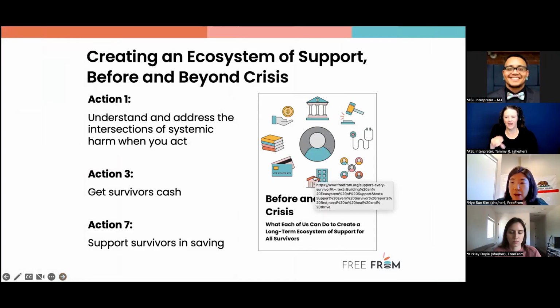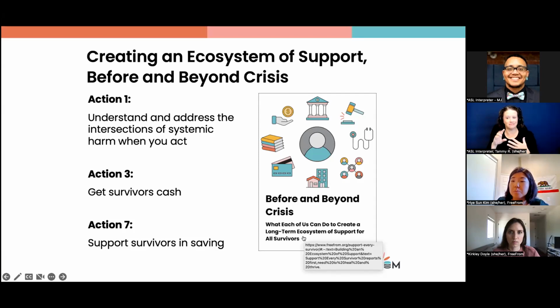Another feature of the roadmap is that we list a total of 18 different actions on how to create an ecosystem of support for survivors. For this presentation, I'm going to summarize 3 of those actions: action 1, understand and address the intersections of systemic harm when you act; action 3, get survivors cash; and action 7, support survivors in saving. We do have an action more specific to helping survivors meet their housing needs, but I wanted to spend this time talking about what else you can do to support survivors in addition to helping with their housing needs. We highly recommend that you read our roadmap for the full set of recommendations.